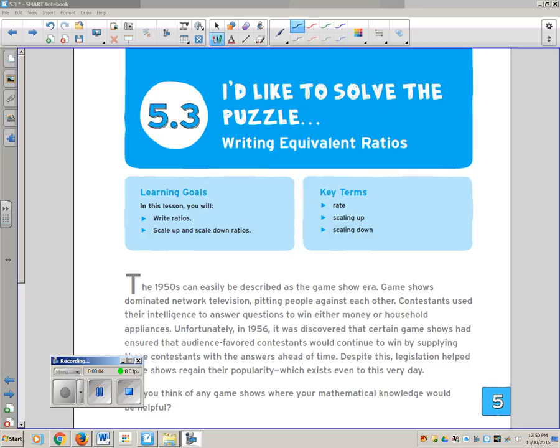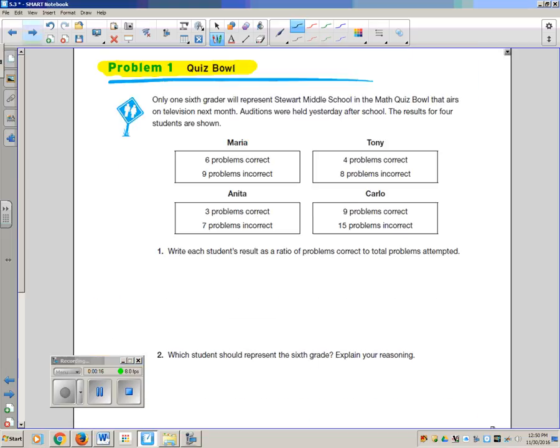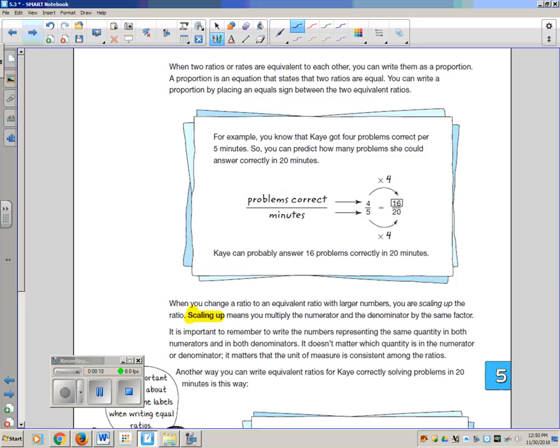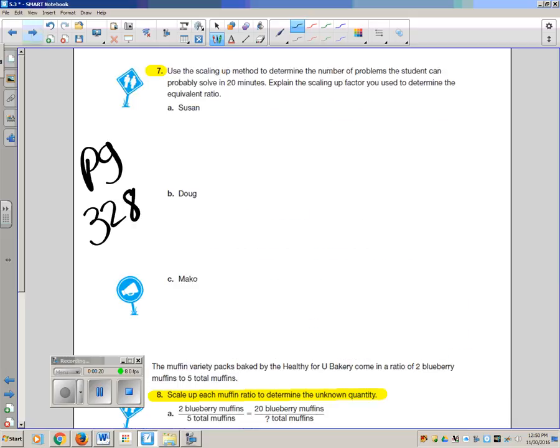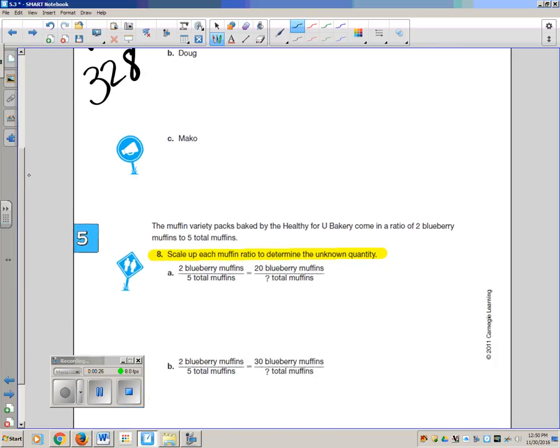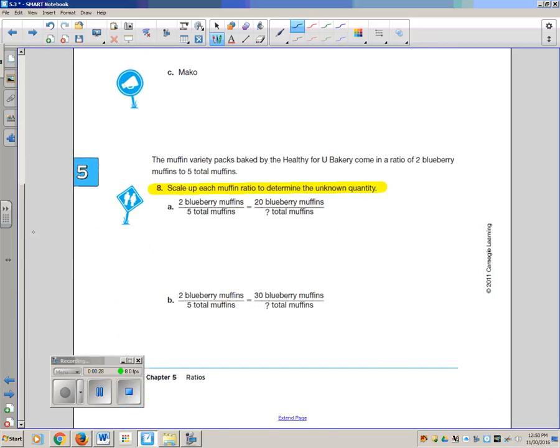Chapter 5, Section 3. This should be another quick section for you. We are going to be working on scaling up and scaling down with our ratios. So jump to page 538 in your books. 538, not even close. 328, sorry. Page 328. We're going to start with question number 8 on 328.